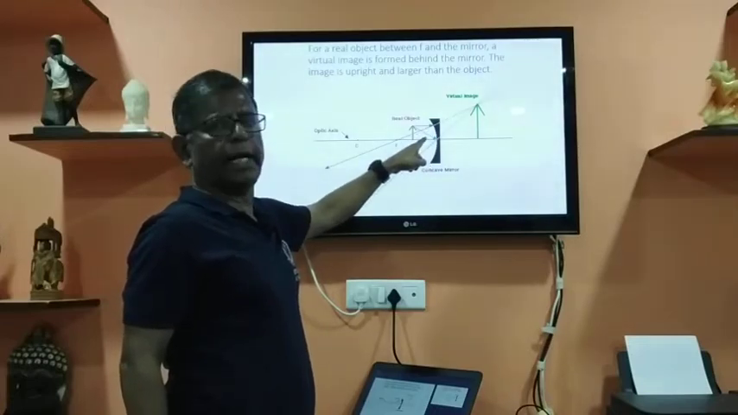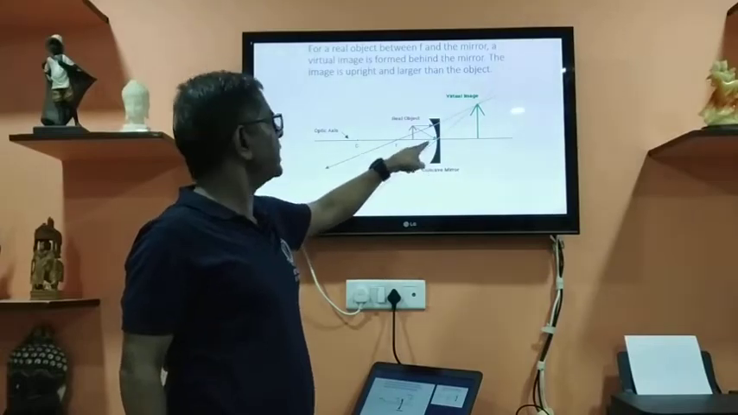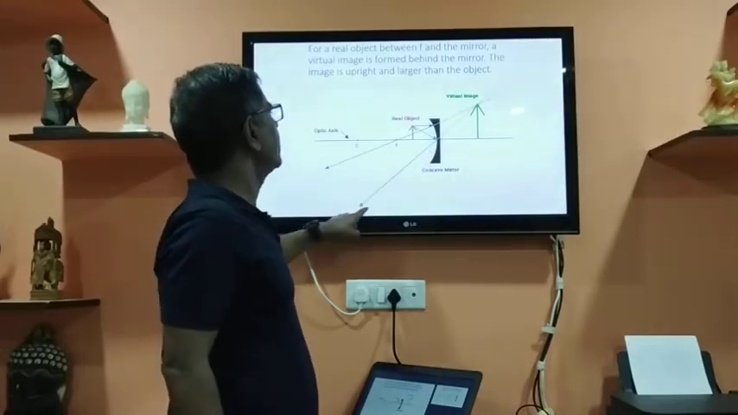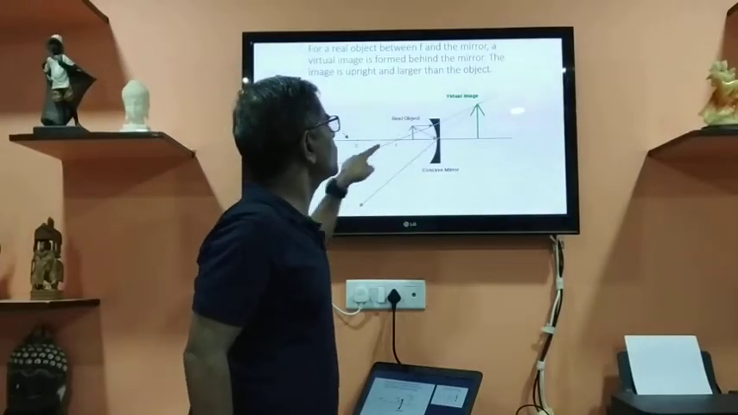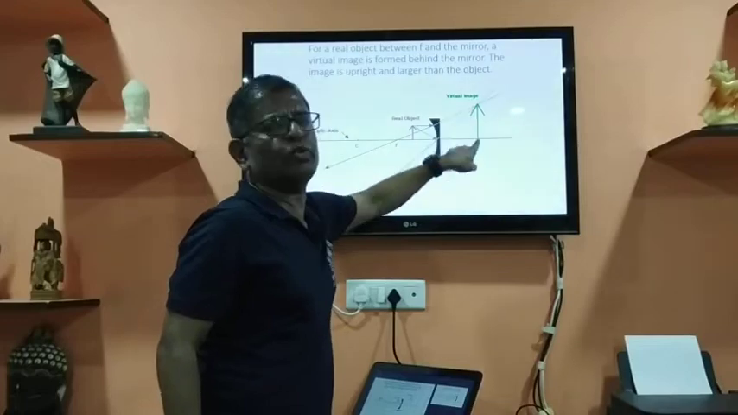Call this angle i. Draw another angle which is equal to the i. Like, say this is 20 degrees. So you draw an angle of 20 degrees from this point. Okay, and you extend these two lines beyond this. So this will be the virtual image.